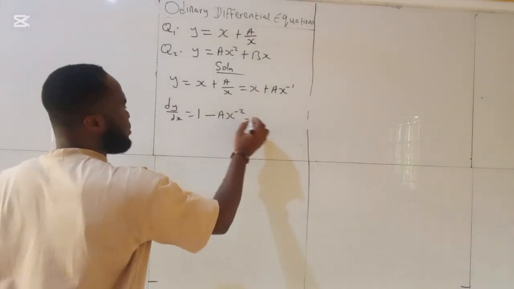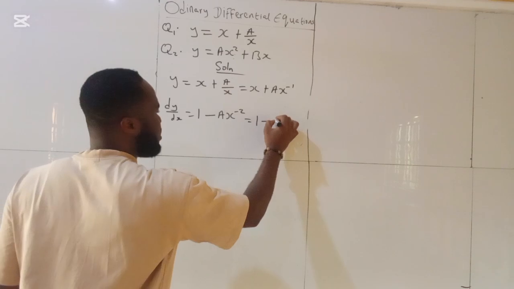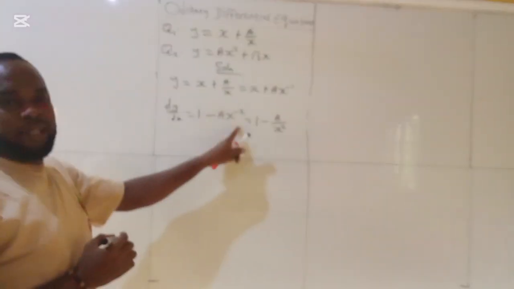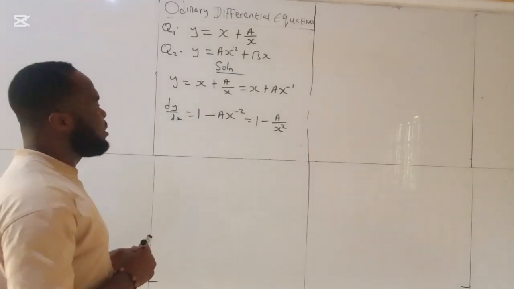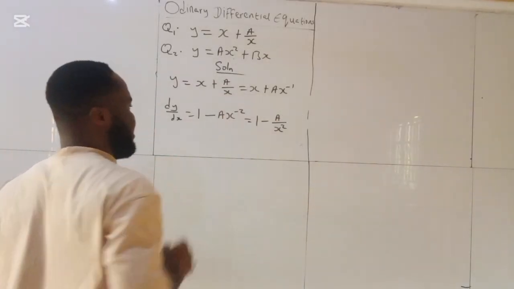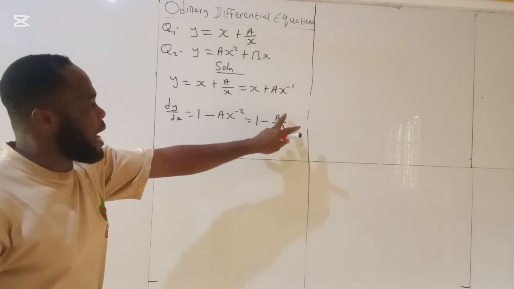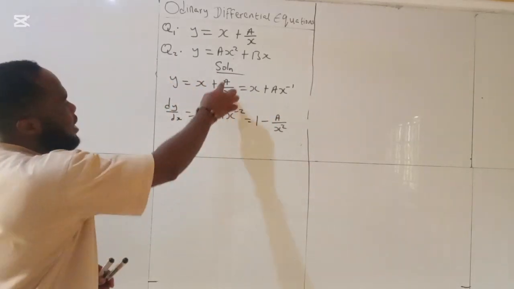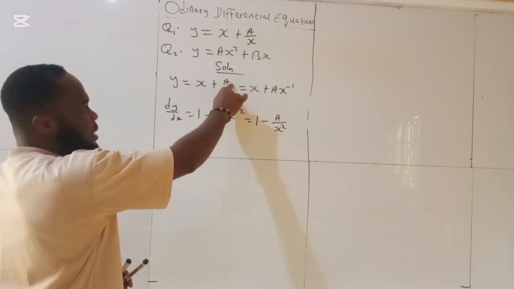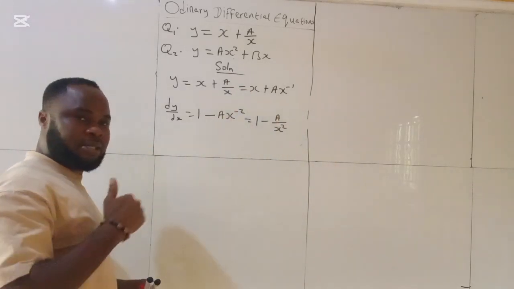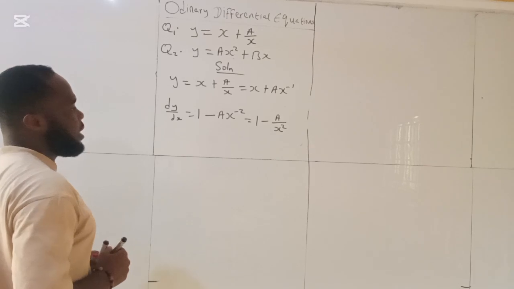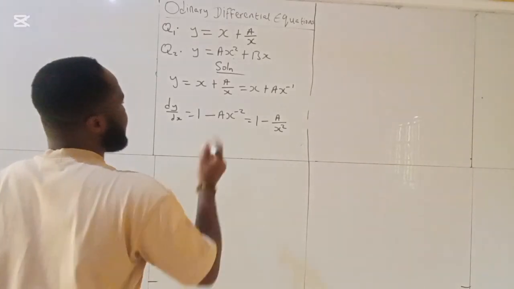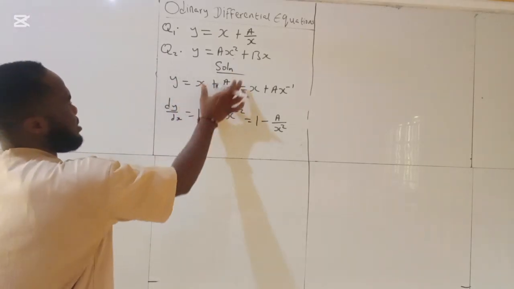Now when you rewrite this, you're going to have 1 take away a all over x squared, from the same indices, right? Now, how do we remove this a? Because our aim now is to remove this arbitrary constant. Now, we're going to go back to our function and make a the subject of the formula. So when you substitute it here, the arbitrary constant will disappear. That means what we're going to have is our differential equation. Now let us make a here the subject of the formula.